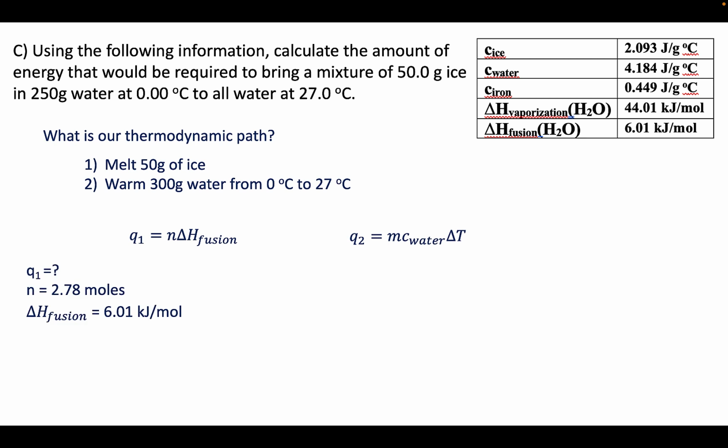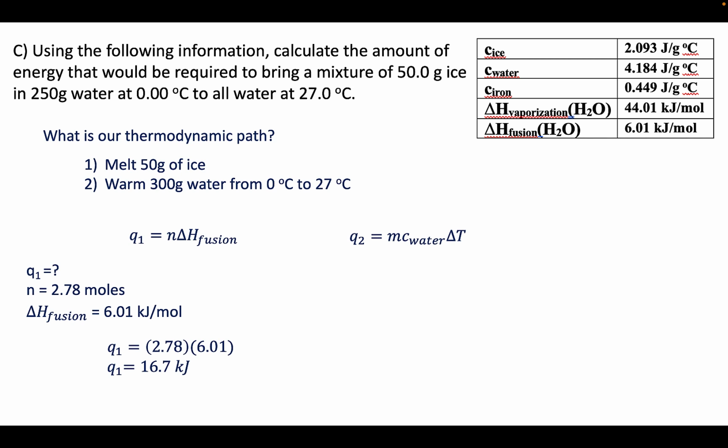n is 2.78 moles. This is 50 grams of ice. Ice is H2O. We've converted it to moles. Enthalpy of fusion is 6.01 kilojoules per mole. We go ahead and plug into our equation. Note that we really get this equation just from the enthalpy of fusion alone. It's 6.01 kilojoules per 1 mole. So to get the number of moles that we're interested in, we simply multiply, and we see that 16.7 kilojoules will be required for part 1.